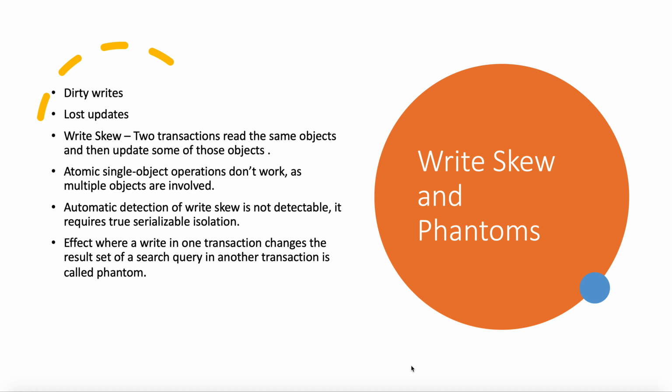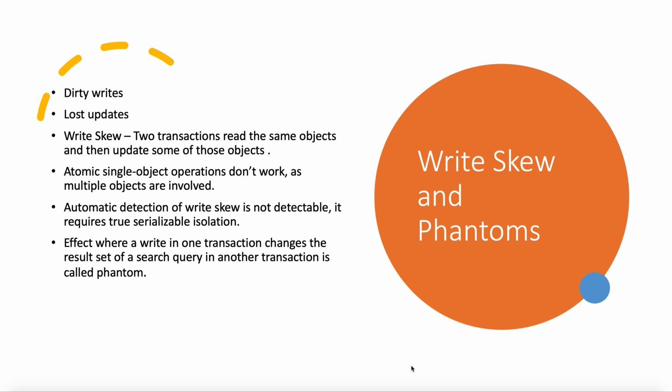If the two transactions had run one after another, the second doctor would have been prevented from going off call. So this anomalous behavior was only possible because the transactions ran concurrently. A write skew can occur if two transactions read the same objects and then update some of those objects, or different transactions may update different objects.